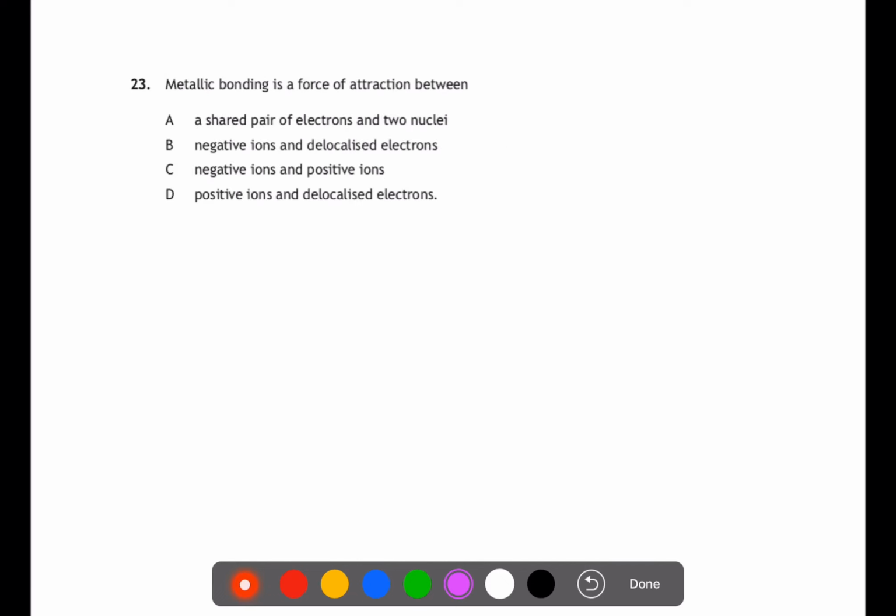Question 23. Metallic bonding is a force of attraction between what? So let's go through each of these in turn. A, a shared pair of electrons and two nuclei. That describes a covalent bond. B, negative ions and delocalized electrons. That does not describe bonding. Negative ions and positive ions describes ionic bonding. Positive ions and delocalized electrons. This describes metallic bonding.